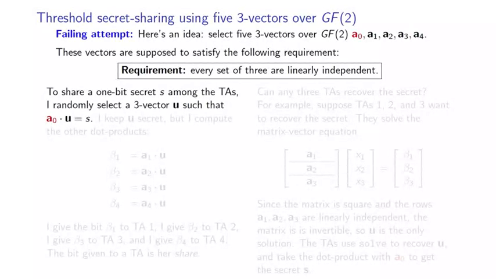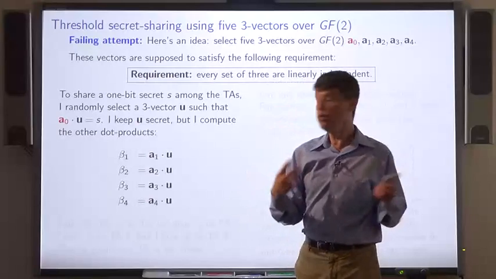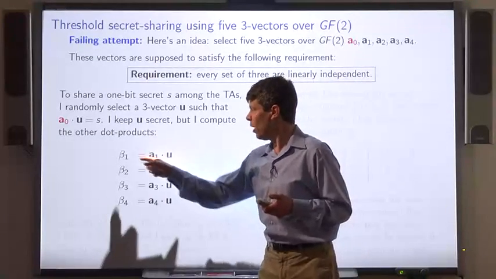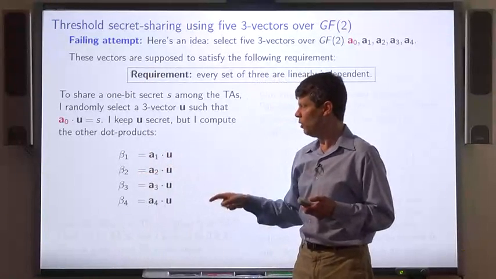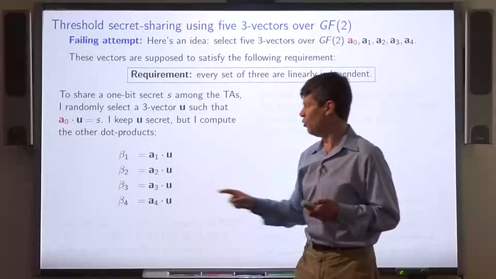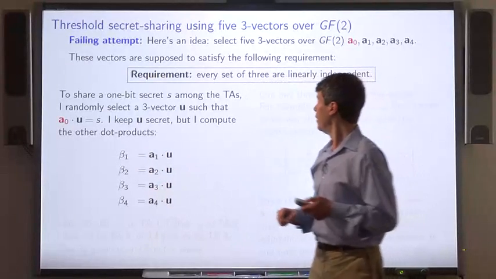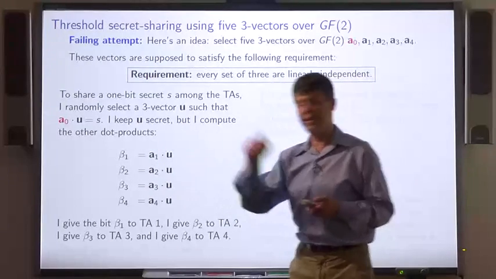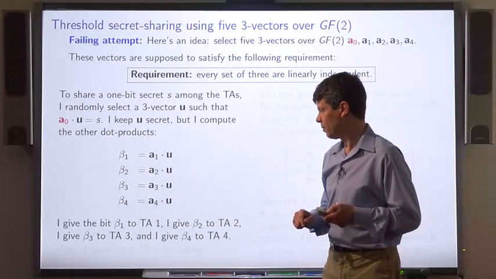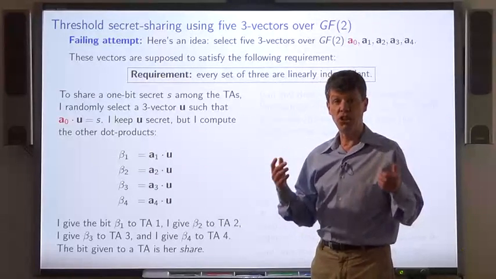To share a 1-bit secret S among the TAs, here's what I do. I randomly select a 3-vector U such that A0 times U equals that bit S. I keep U secret, but I compute these other dot products. Beta 1 is A1 dotted with U. Beta 2 is A2 dotted with U. Beta 3 is A3 dotted with U. And beta 4 is A4 dotted with U. Then I give each of these bits to a TA. Beta 1 goes to TA1 and so on. I call those the TA's shares.